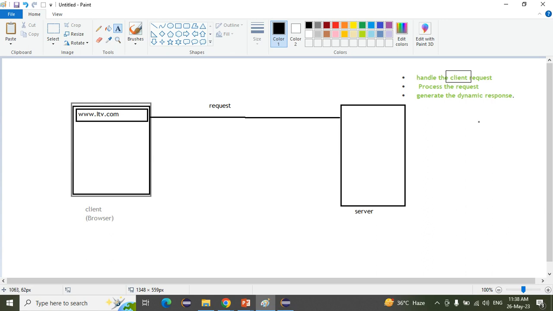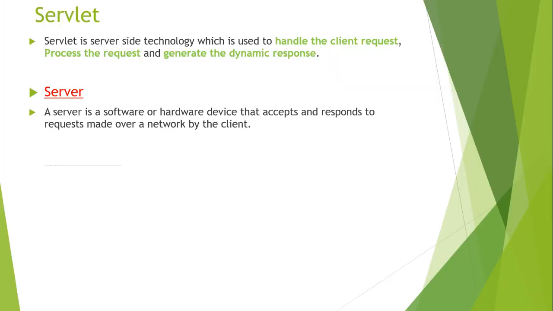Here, the servlet will handle the client request, process the request, and generate the dynamic response. So this is our server. It will accept this request, handle or process it, generate the dynamic response, and send it back to our client. Servers also have two types. There are two types of server. The first one is our web server.